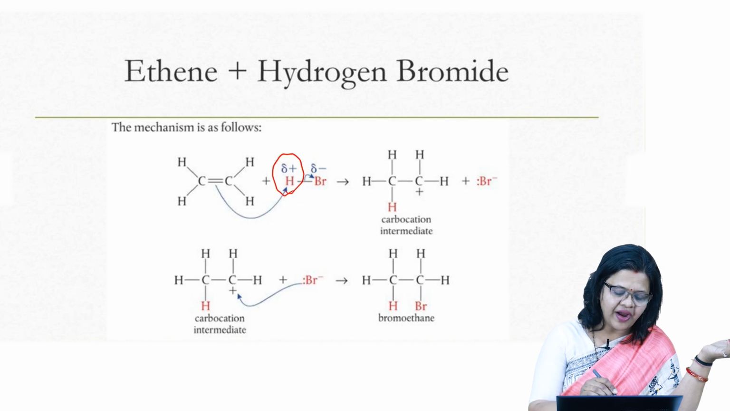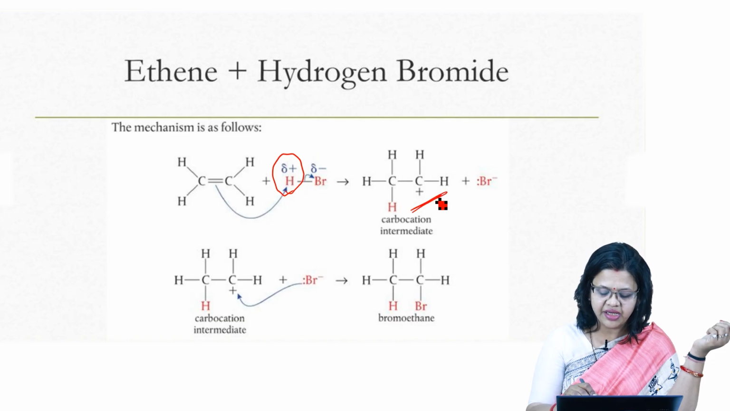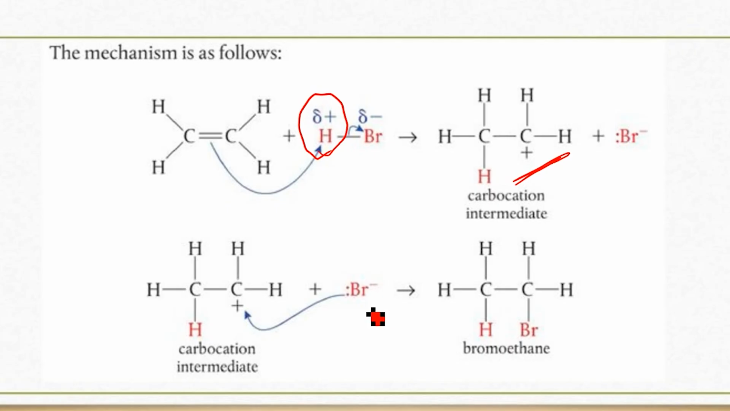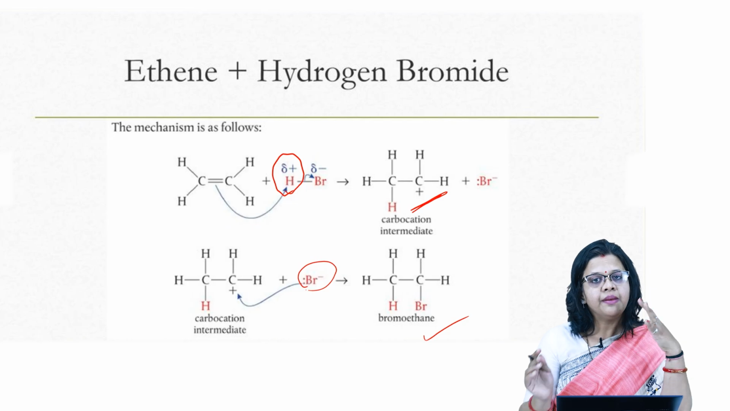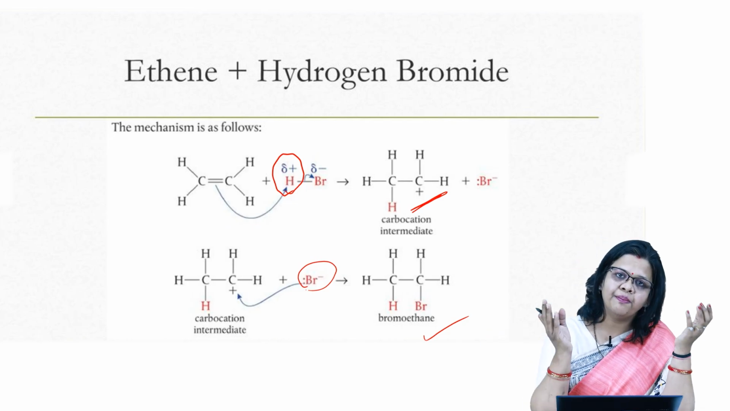The reaction occurs in a similar way as we have seen in the first example: the proton, the electrophile in this particular case, is generated, which goes and attacks, resulting in the formation of a carbocation intermediate. Then the bromide anion will go and attack the positive end of the carbon, resulting in the formation of bromoethane.